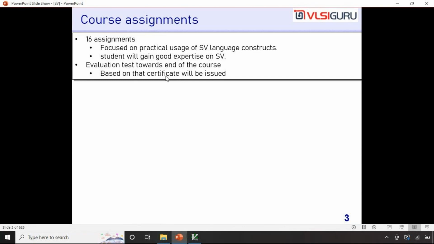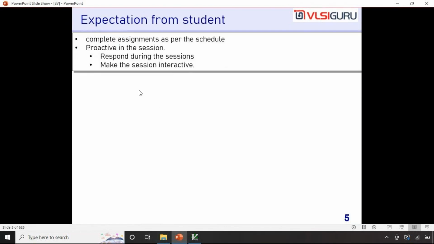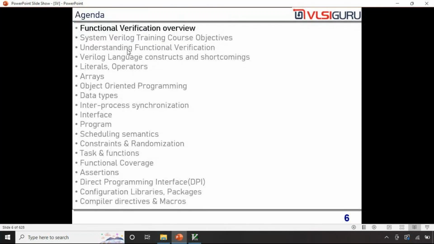So there will be an evaluation test. Next, material you'll get. Expectation is what? Complete assignments on schedule and be proactive in the sessions. So this agenda, let's not get too much into it because even if I read all this, you won't remember. So let's directly start off.